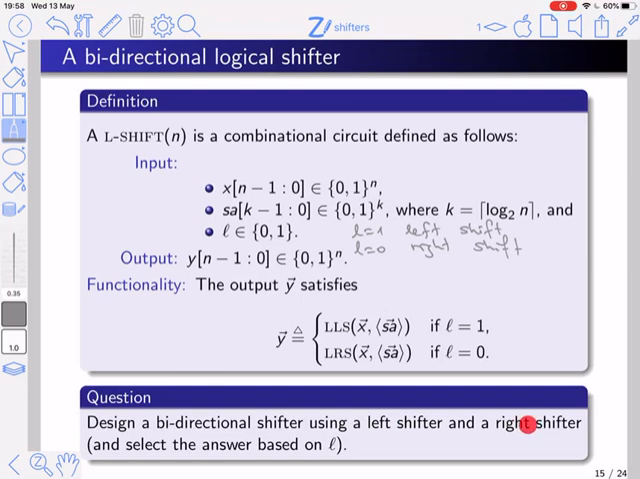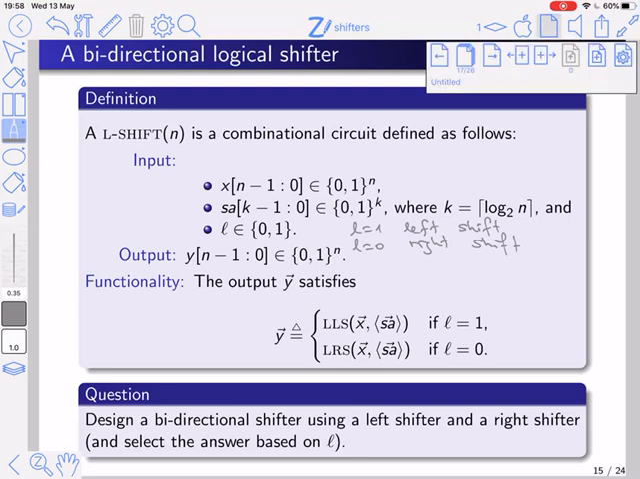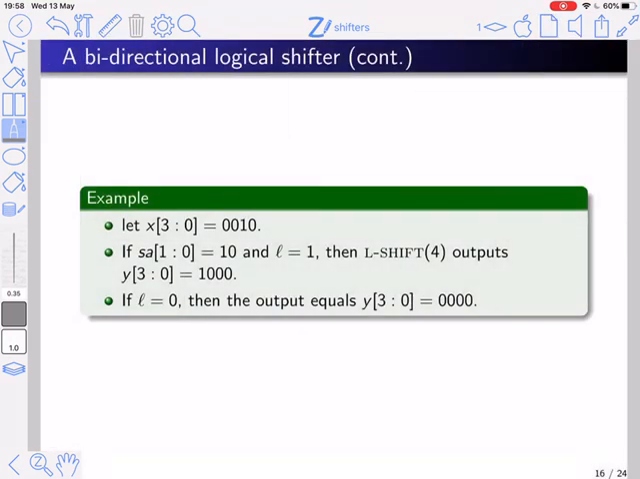and a right shifter. If you know how to do a right shifter, you then select the right answer based on L. So that would be one way to design our bidirectional logical shifter. Let's present another way of doing it. Okay, but before we do it, let's see an example.